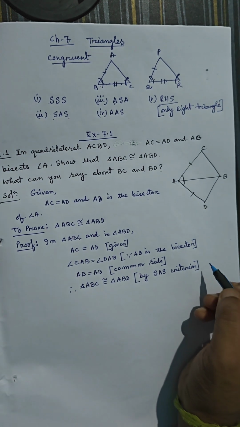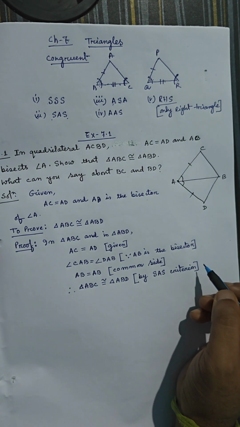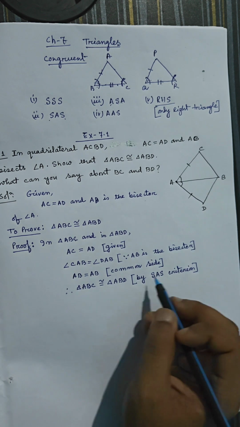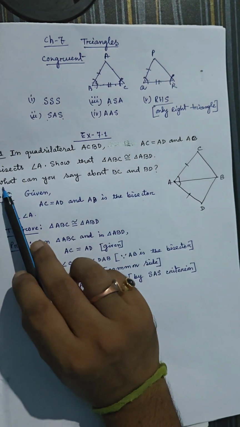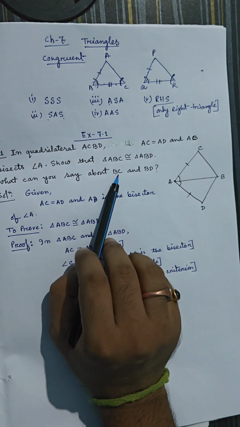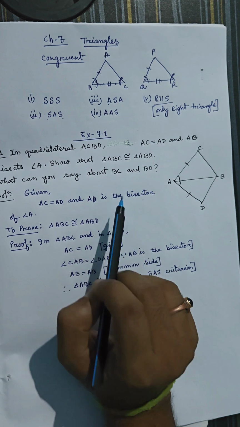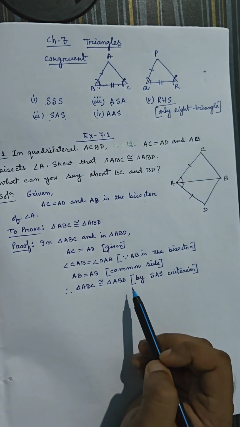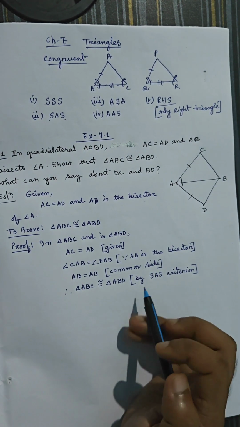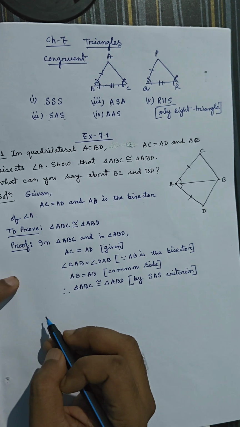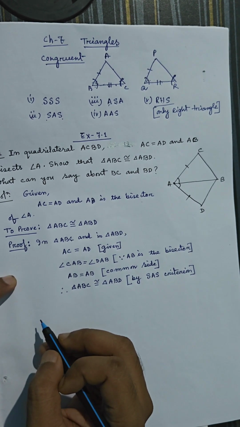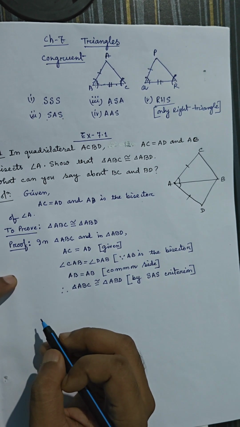SAS criterion. Okay, this part is done. Next, see one more question. What can you say about BC and BD? Okay, since these two triangles are congruent, we can say corresponding sides or corresponding parts of these two congruent triangles are also equal.